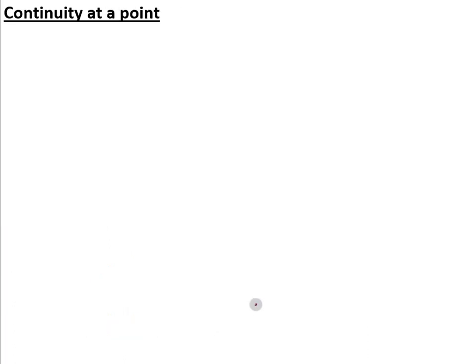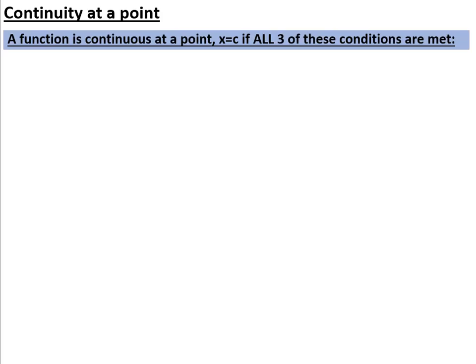Okay, the next part, and this is probably where we're going to get more questions in this section, is continuity at a point. So more often than not, they're going to give us a function that's mostly continuous everywhere. We'll probably see a lot of piecewise functions in this one. But let's look at our conditions for whether or not our function is continuous at a point. Okay, so a function is continuous at a point x equals c if all three, and it has to be all three, of these conditions are met. If any of them are not met, it is not continuous there.